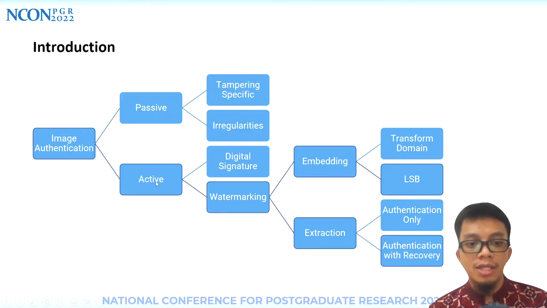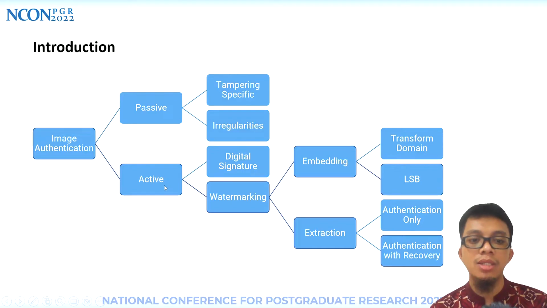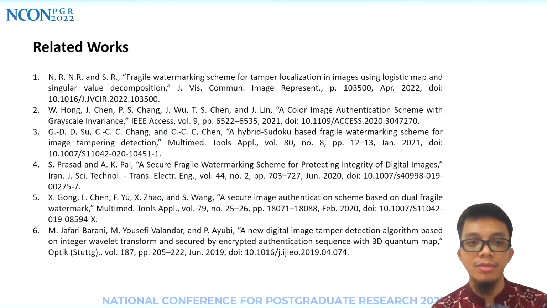And then in active authentication, there are two methods. The first one uses a digital signature, and the second one uses watermarking. The digital signature means zero watermarking. In the watermarking process, there are two steps, which are embedding and extraction. In the embedding stage, we can use transform domain or LSB. While in the extraction method, there are two types of authentication: authentication only and authentication with recovery.